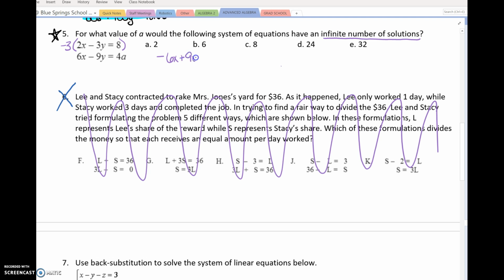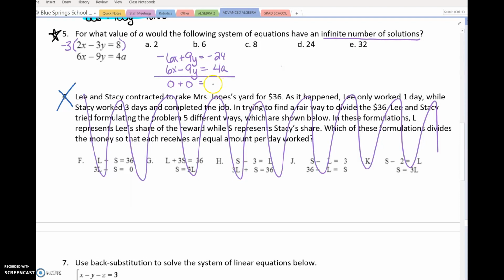-6x plus 9y equals -24. And the original second equation, +6x minus 9y equals 4a. I would add these together. What is -6x plus 6x? 0. 9y plus a -9y is 0. And this would be -24 plus 4a.